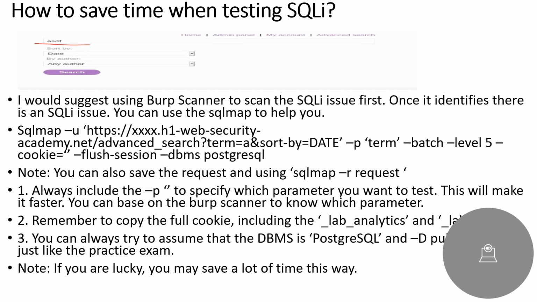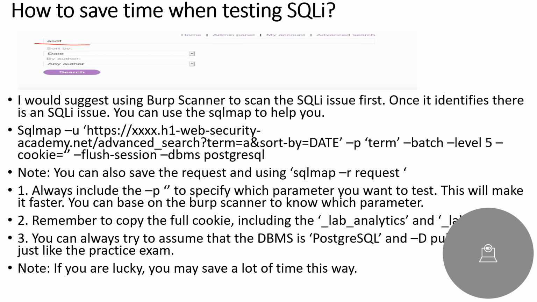But I will give you some suggestions. It's better you always include the option -p. This is to specify which parameter you want to test. This will save you some time. Otherwise, SQLMap will try each of the parameters, and it may take some time, right? So always specify which parameters you want to test, and these parameters come from the Burp Scanner. You can check it from there.